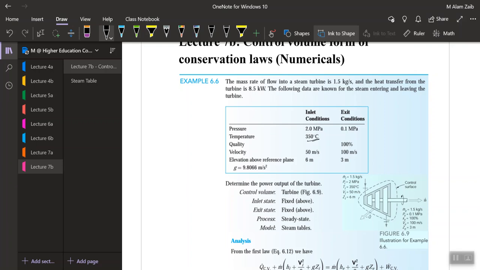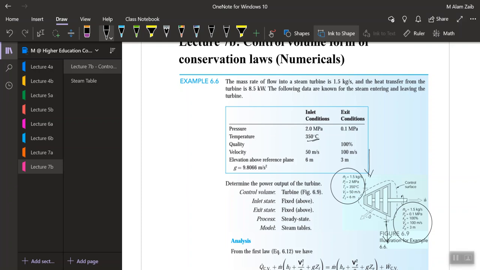So we have got a turbine which is actually an open system in which there is a mass entering into the system and there is a mass leaving out of the system. There will be some energy entering into the system and there will be some energy leaving the system. So this is a simple example of a steady flow energy equation.